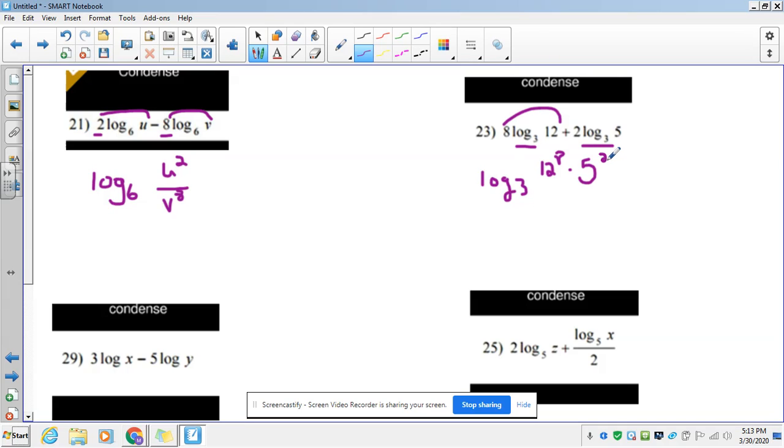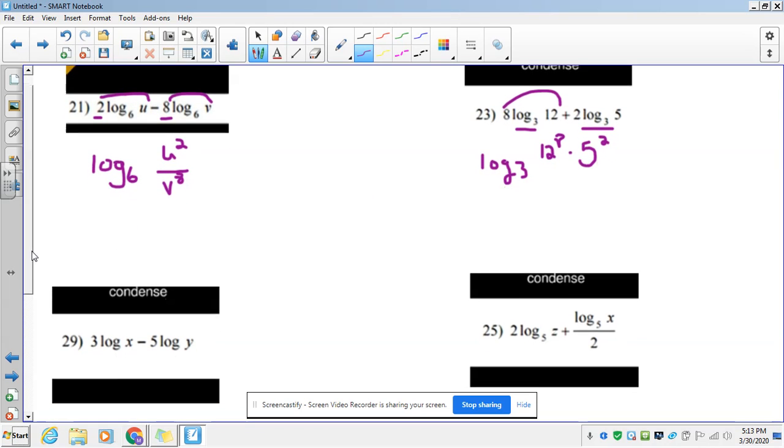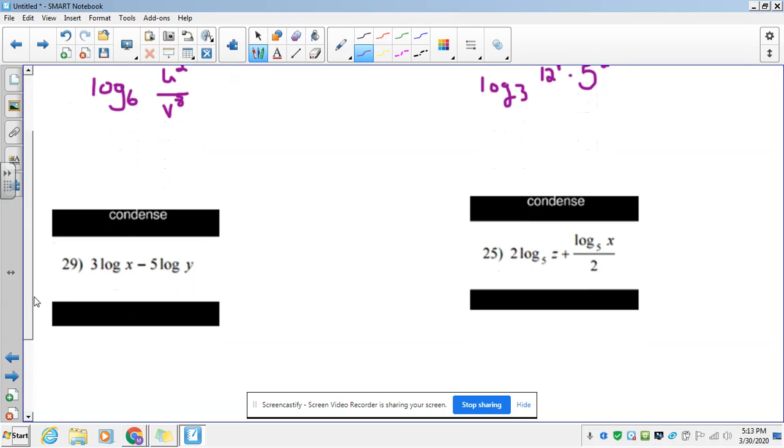And that's all how we have to write it for right now, because I'm just asking you to condense it. I'm not asking you to evaluate it. If I was asking you to evaluate it, you would then want to put that into your calculator and figure out 3 to what power equals that. But that is a different set of directions. All right, so let's look at the next one.